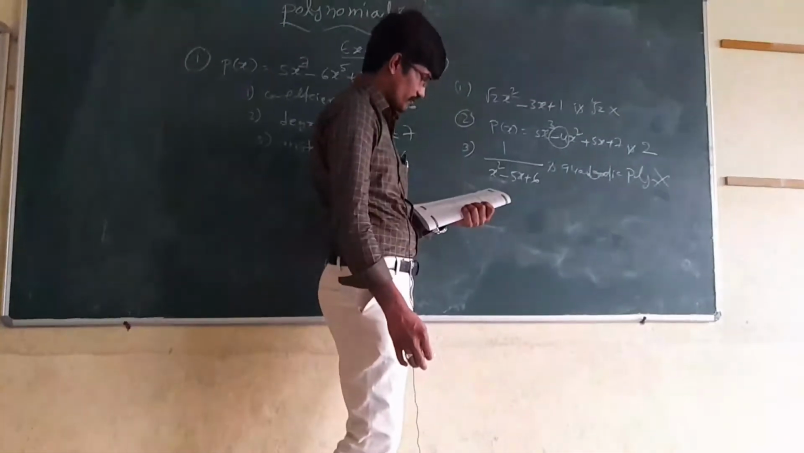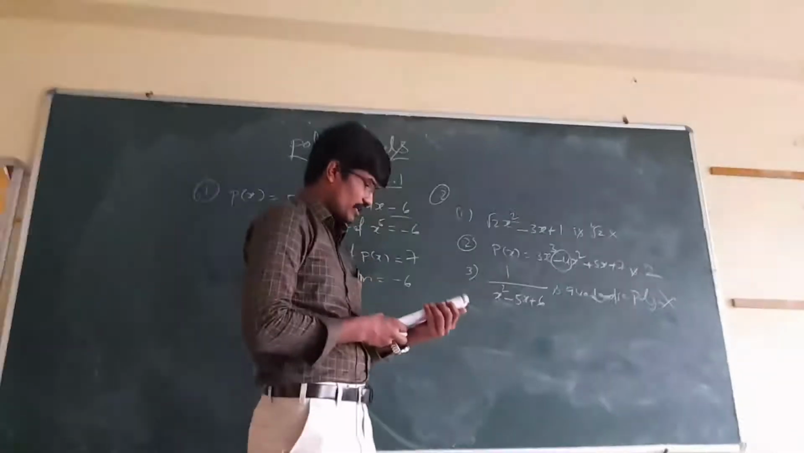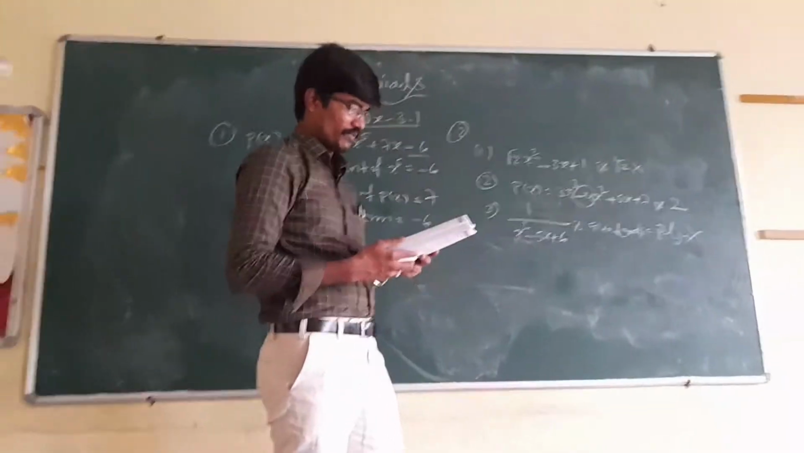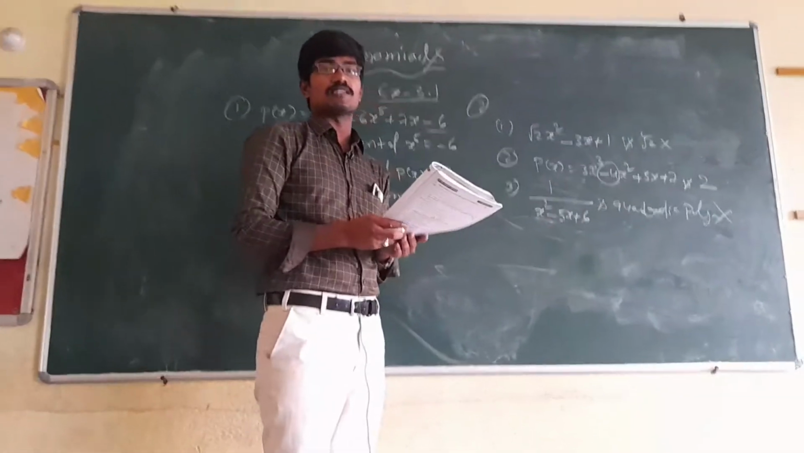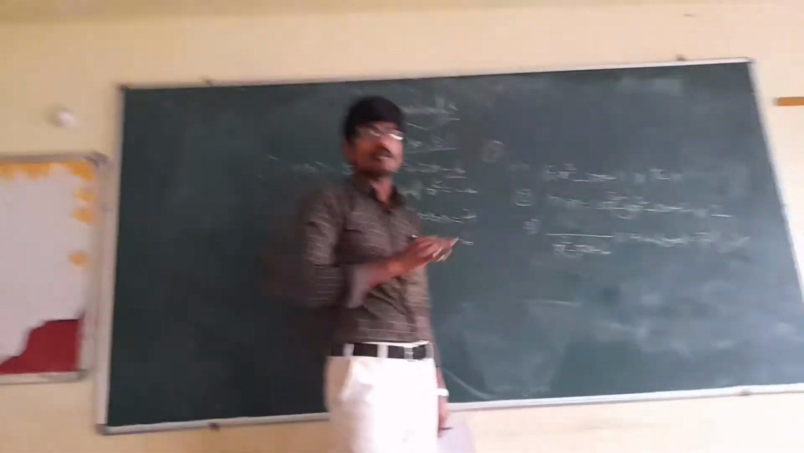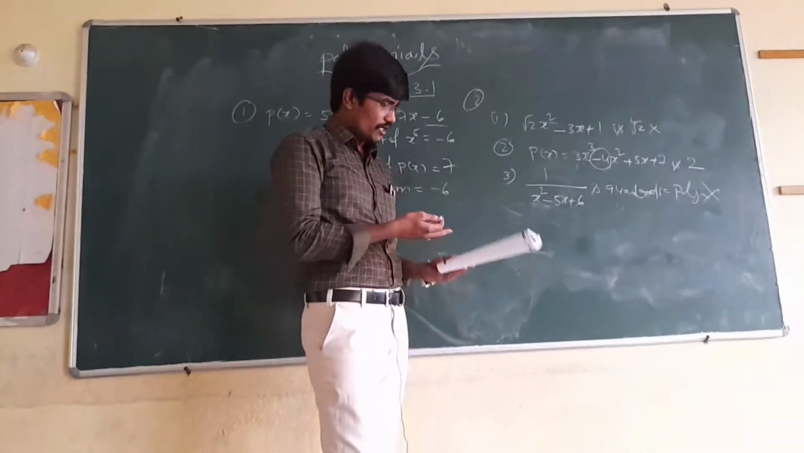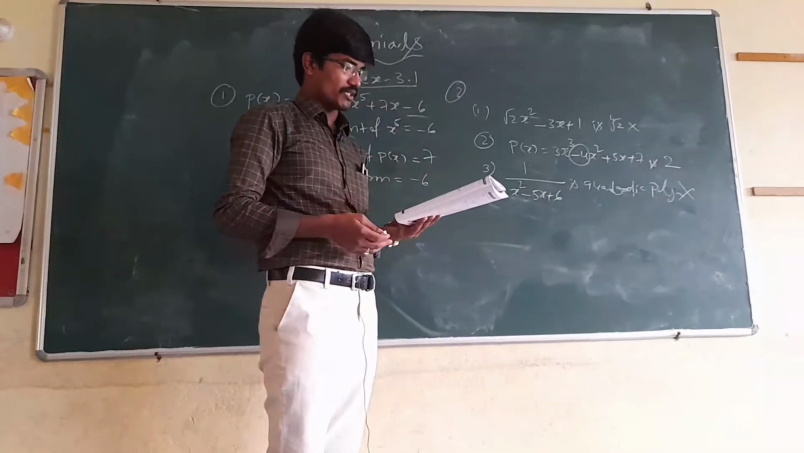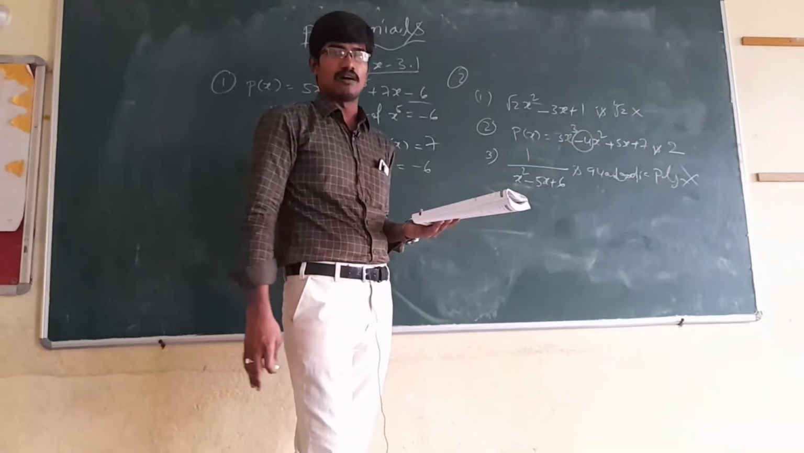Next, see the fifth one. Degree of a polynomial is 1 more than the number of terms in it, they have given. So we can see that the highest variable power is called the degree. But here they have given the degree of a polynomial is 1 more than the number of terms in it. So it is false.